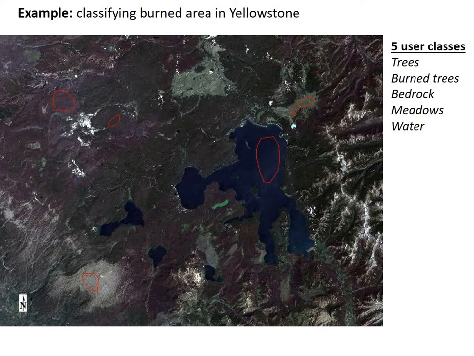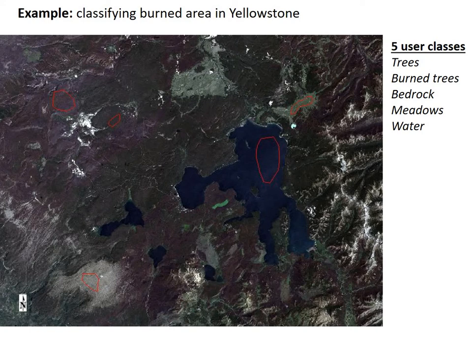Okay, so let's go back to our Yellowstone example. In this case, we're going to pick 5 user classes: trees, burned trees, bedrock, meadows, and water. And the way we're going to get our training data is actually by circling each of these. So here's water. We're going to gather up values for all the pixels within that circle. Here's meadow. We're going to gather up values for all the pixels in this circle. Here's burned, unburned, and then here's bedrock down here, okay?